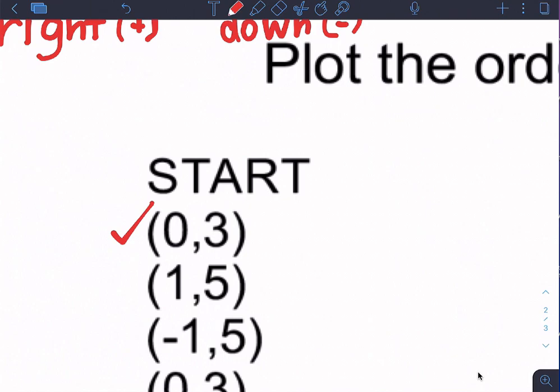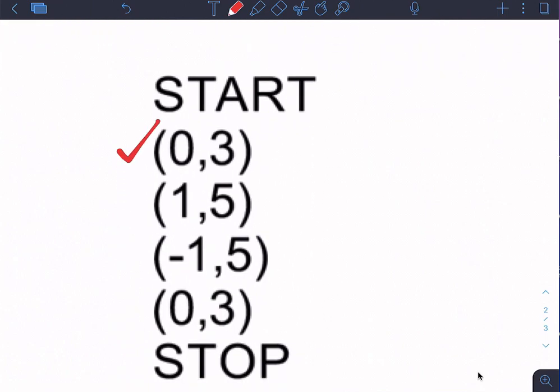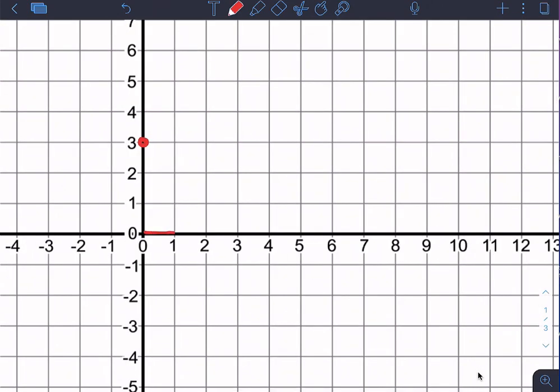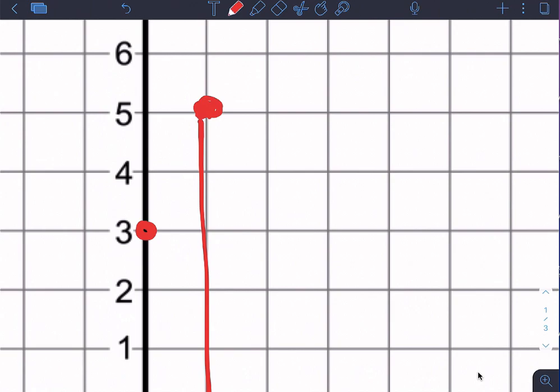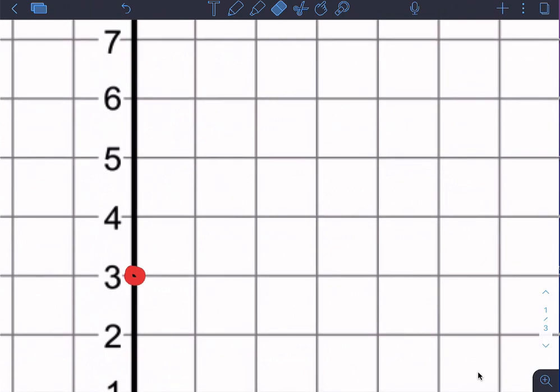I also highly recommend checking off the ones that you've done so that you know you've done them. Okay, the next one tells me 1, 5. So 1, 5. This tells me I'm going to the right 1 and up 5. So from the middle again, I'm going to the right 1 and up 5, and I'm going to plot my point. Now I need to get rid of this, because if I actually am putting lines there that don't belong there, it's going to start getting really messy.